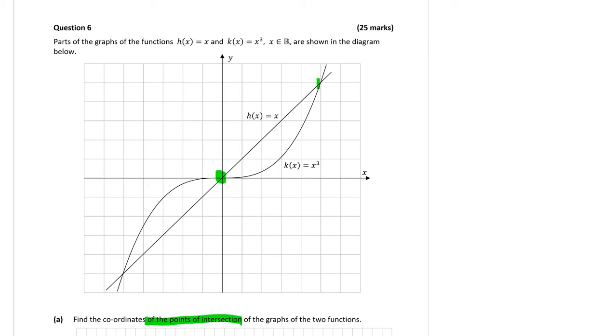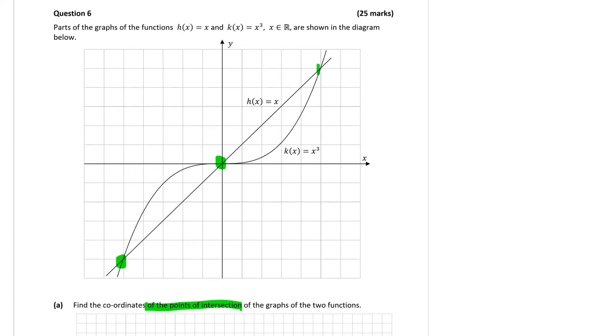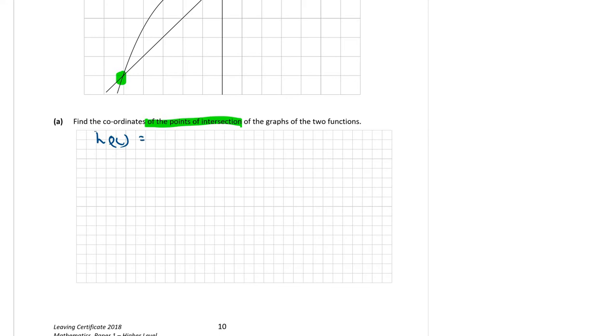So we can see that there's 3 points of intersection there of the graphs of 2 functions. Now, one function is h of x equal to x, and the other one is k of x equal to x cubed. So, to find any point of intersection, both of those functions are equal to y. Okay, so h of x is another term for y, k of x is another term for y. So if they're both equal to y, we let them equal to each other to solve. H of x equals x, k of x equals x cubed, x equals x cubed.